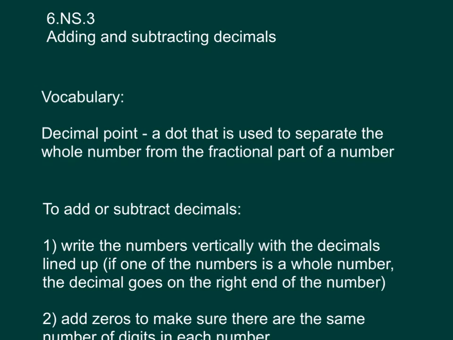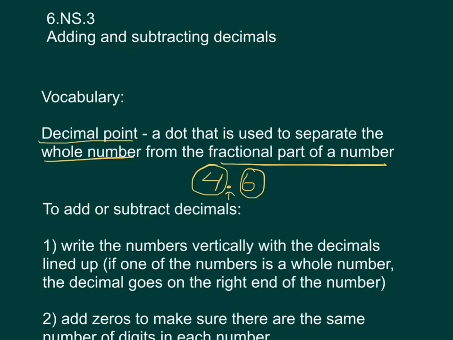Okay, 6.NS.3, adding and subtracting decimals. Vocabulary. Decimal point: a dot that's used to separate the whole number from the fractional part of a number. So in 4.6, 4 is the whole number. This 6 is 6/10, 6 in the tenths place. The decimal point separates those two.